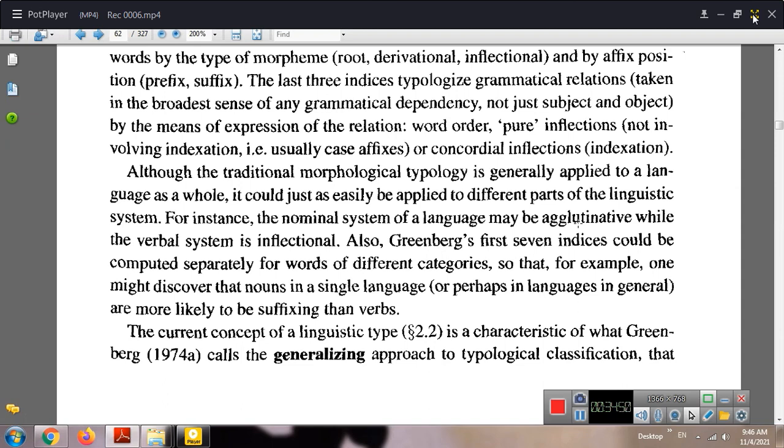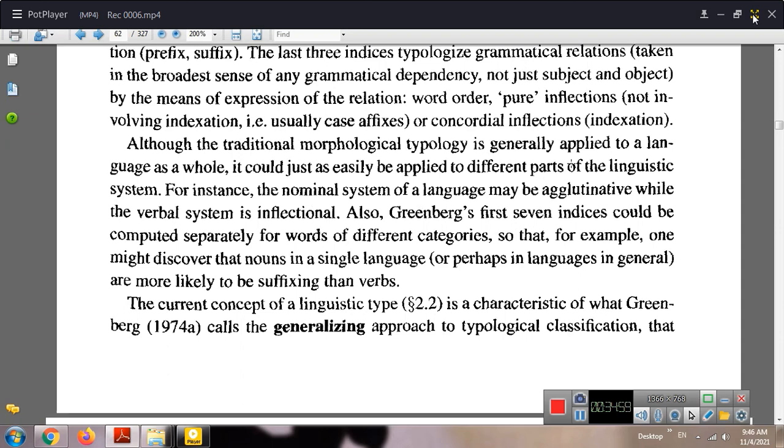morphology in one language. Also, Greenberg's first 7 indices could be computed separately for words of different categories, so that, for example, one might discover that nouns in a single language, or perhaps in languages in general, are more likely to be suffixing than verbs.